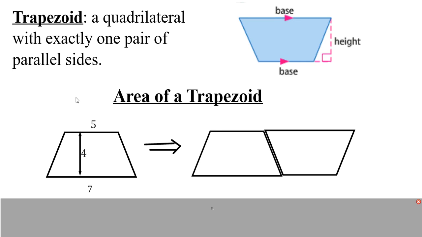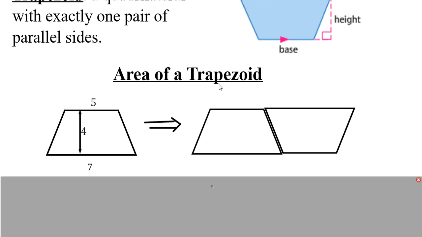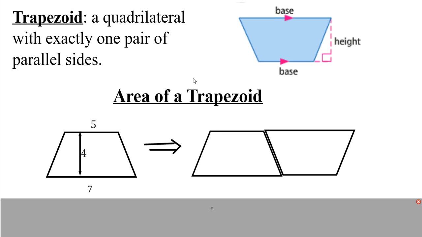The trapezoid is a quadrilateral, so a four-sided polygon that has exactly one pair of parallel sides. If it had two pairs, we'd call it a parallelogram. So a trapezoid is a quadrilateral that has only one pair of parallel sides. For the area of a trapezoid, we're going to work with an example case and use a picture proof again.